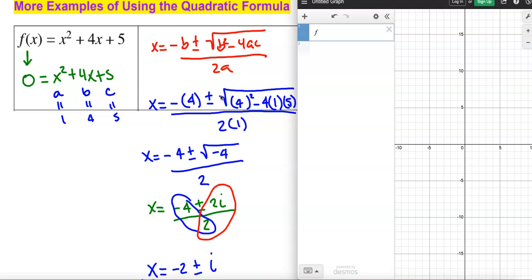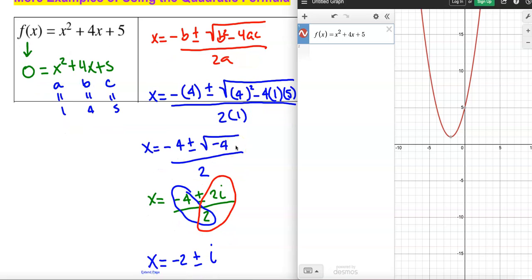So I'm going to say f of x is equal to x squared plus 4x plus 5. If you notice here, when I graph this equation, it doesn't cross the x-axis at all. So you would probably say it doesn't have any x-intercepts. When you encounter a situation like this, you do have x-intercepts. They are just imaginary x-intercepts. These are imaginary numbers. You just won't have real x-intercepts. All right, so hopefully that made sense. Let's move on.